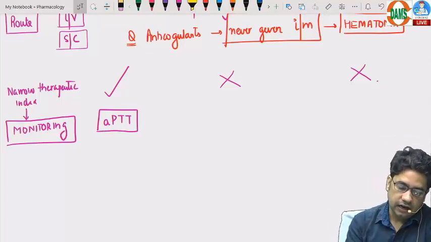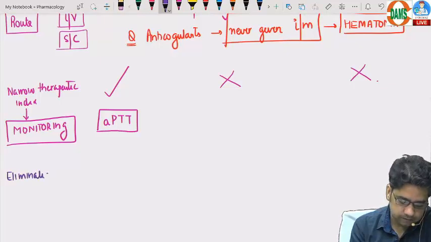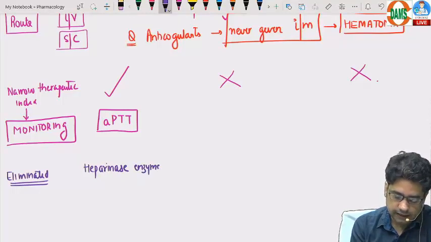Last point, how heparins are eliminated, how they are degraded in our body. High molecular weight heparin is degraded by heparinase enzyme in reticuloendothelial cells.